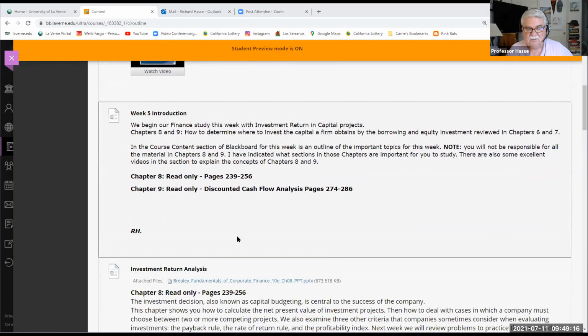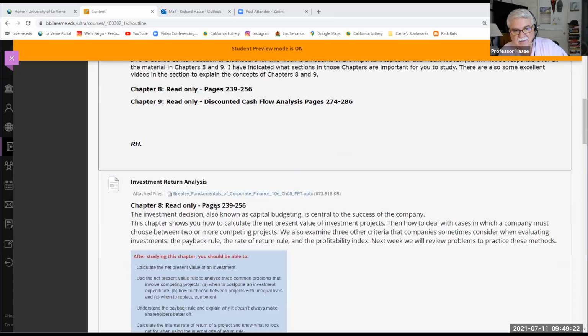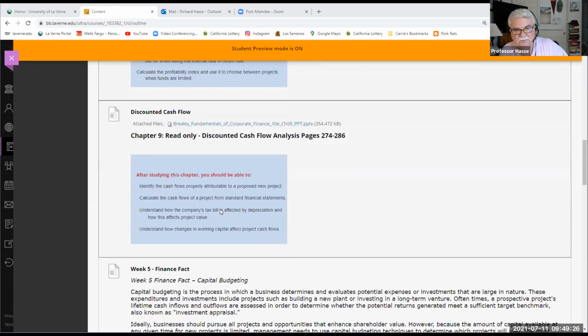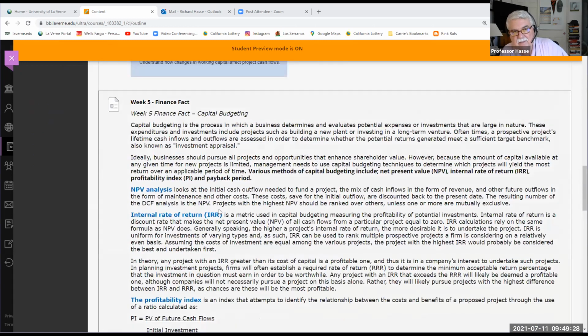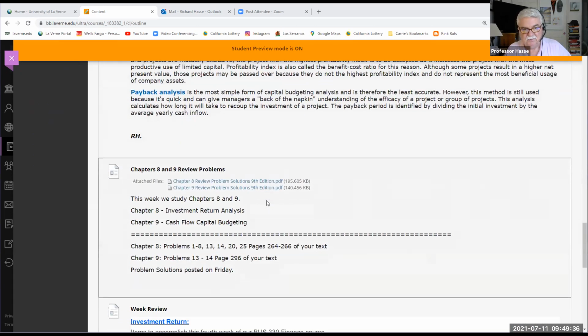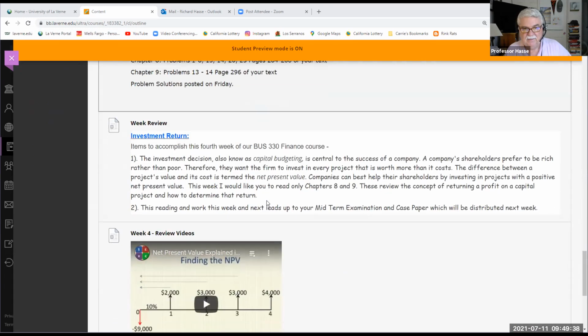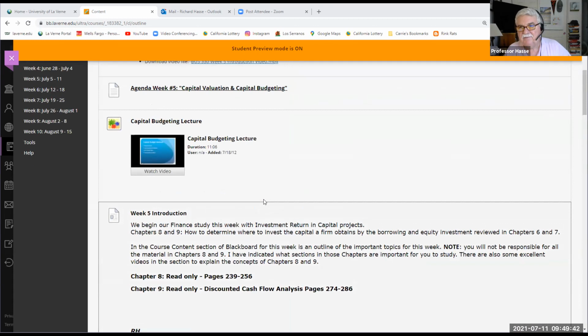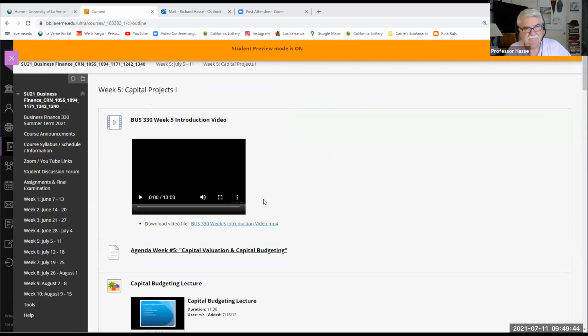Here's our introduction to the week. Remember, you're only responsible for these pages in your text. There they are right there. Here's the PowerPoint and the explanations of the chapters. Here's a great definition of capital budgeting, which we're going to be studying over the next few weeks, and what we're reading in our discussion in chapter 8. And here's some problems which we're going to review and another video. So again, we're talking about the investment of capital in an asset.